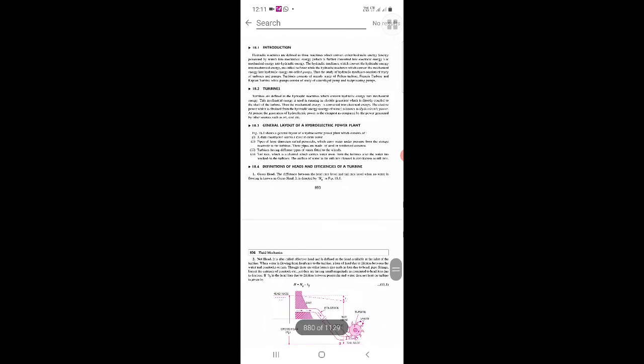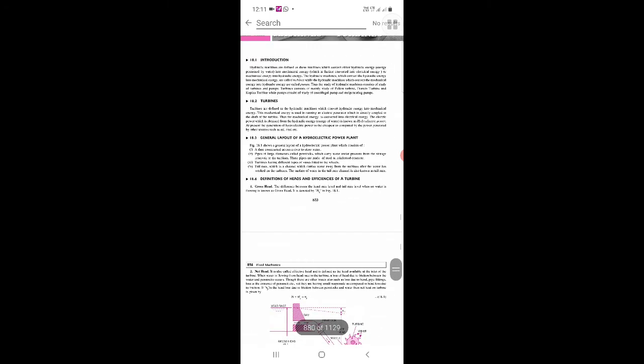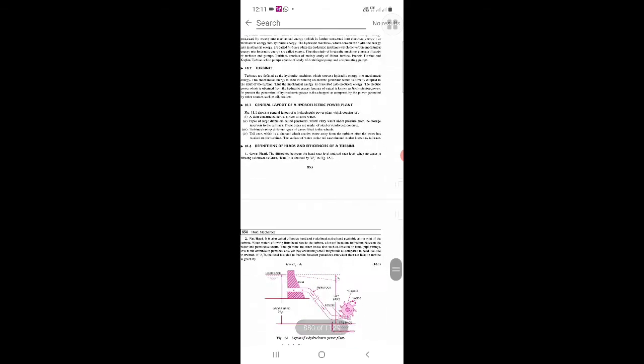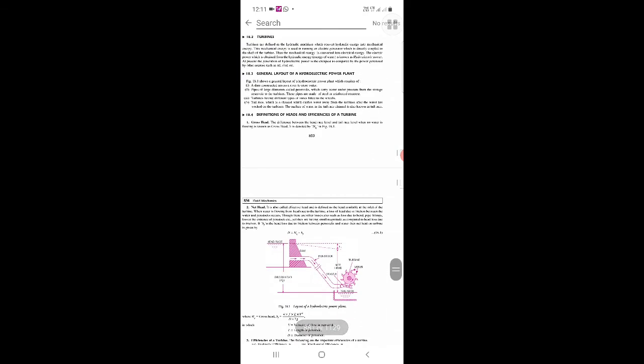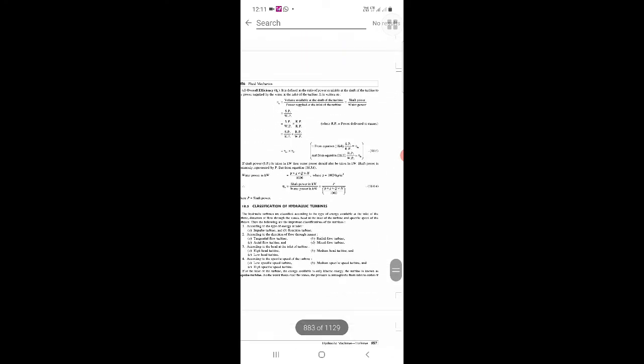So in today's lecture we saw what a turbine is, then the general layout of a turbine, and then the classification of turbine. In the next lecture we will see the types of turbine. So thank you.